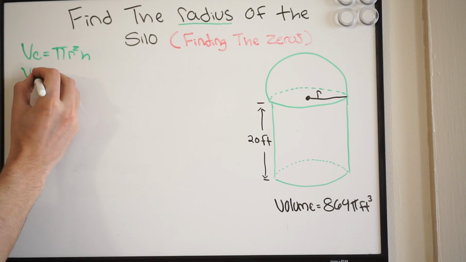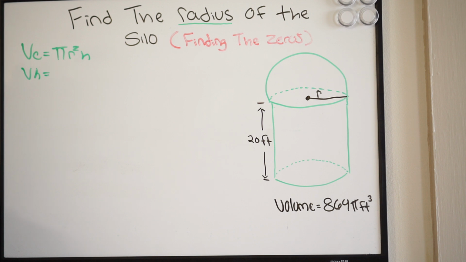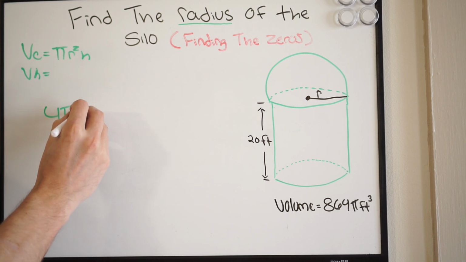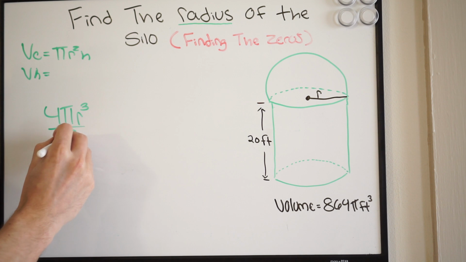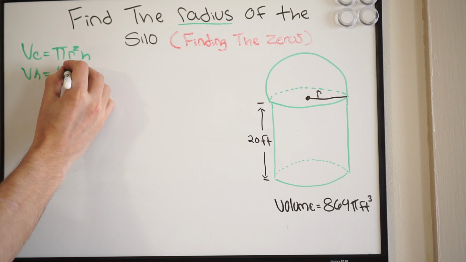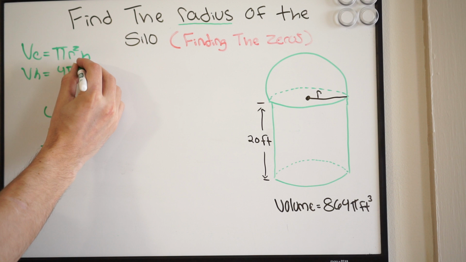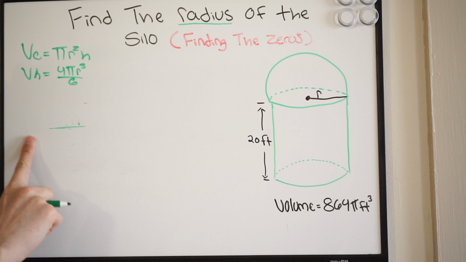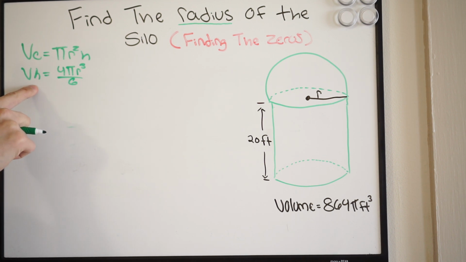The volume of a hemisphere: in order to know that, we need to know the volume of a sphere. The volume of a sphere is going to be 4 pi radius cubed all over 3. That is the volume of a sphere. Now, a hemisphere is going to be half of that, so if we just simply divide this by 2, that will be our volume of the hemisphere. So when we do this out, we get 4 pi radius cubed all over 6.